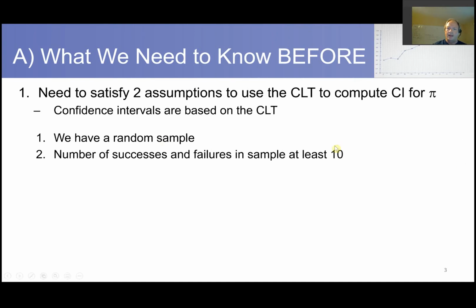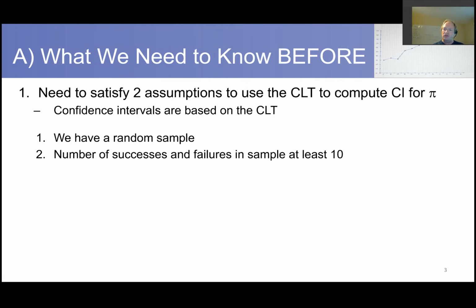Okay, so again, the confidence interval theory is based on the central limit theorem for population proportions. And so the first condition we have to check is to make sure that we have a random sample, just like when we did hypothesis testing. However, the second condition is slightly different from what we had with hypothesis testing. You might remember that when we did hypothesis tests, we were looking at the expected number of successes and failures. When we're doing confidence intervals, we're looking at the number of successes and failures in our sample.